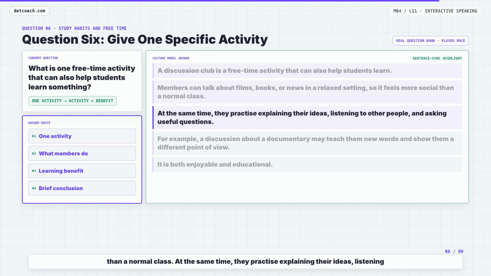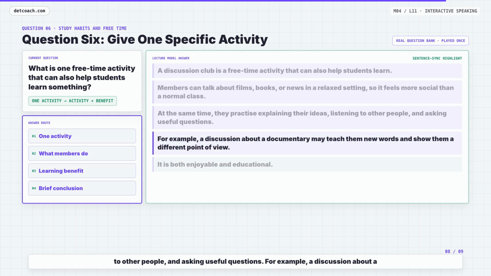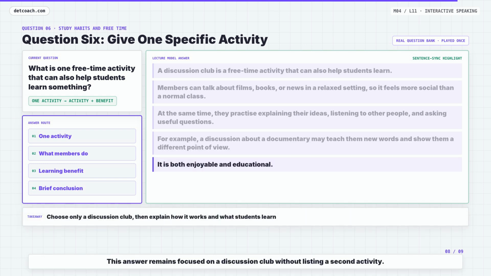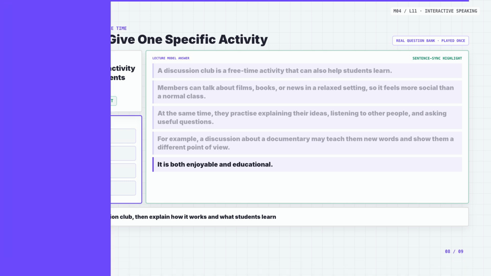At the same time, they practice explaining their ideas, listening to other people, and asking useful questions. For example, a discussion about a documentary may teach them new words and show them a different point of view. It is both enjoyable and educational. This answer remains focused on a discussion club without listing a second activity. Once you have clearly explained how the activity works and what students can learn from it, the answer is complete.